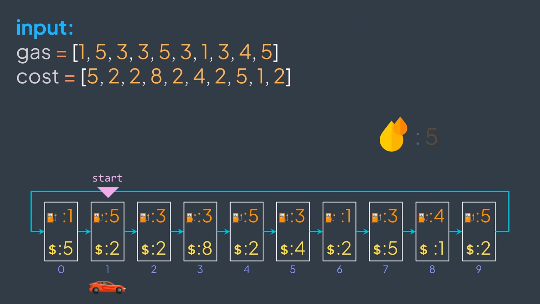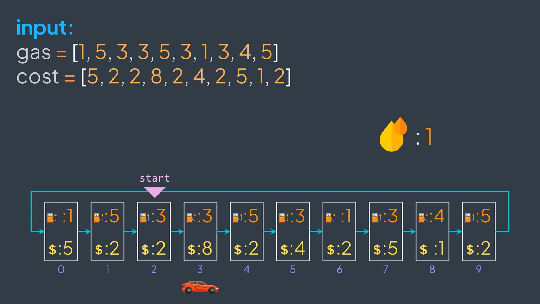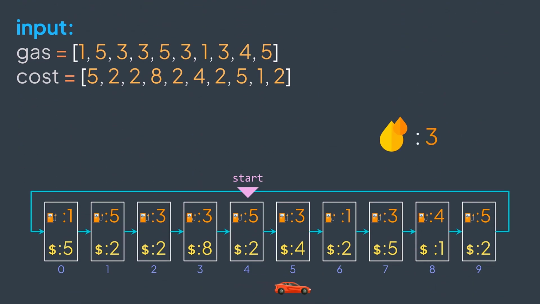Next one, we add 5 and pay 2, we add 3 and pay 2, we add 3 and pay 8, and the amount of remaining gas became negative, not this one. Next one, we add 3 and pay 2, we add 3 and pay 8, and remaining became negative. Next one, we add 3 and pay 8, remaining became negative. Next one, we add 5 and pay 2, we add 3 and pay 4, we add 1 and pay 2, we add 3 and pay 5, and remaining became negative, not this one.